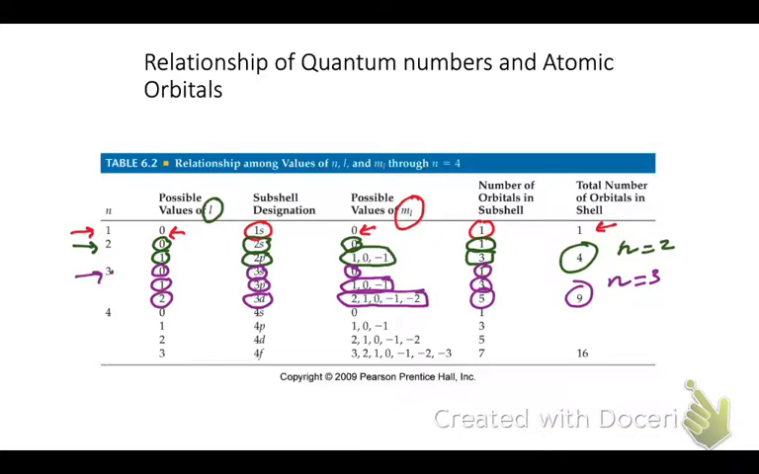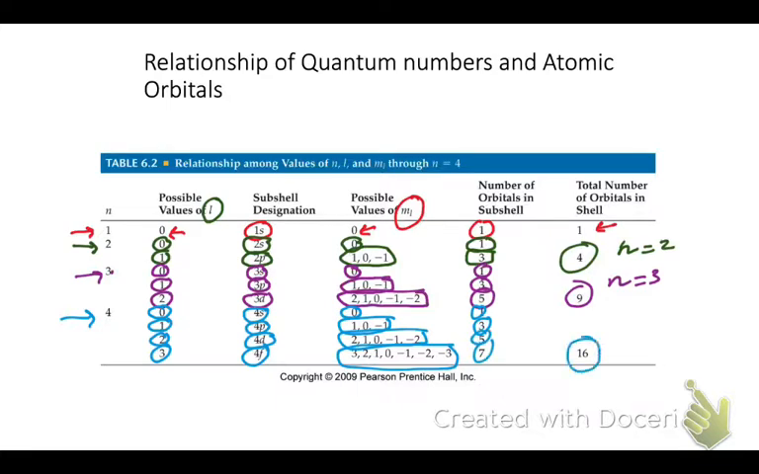Now let's look at 4. When n equals 4, I have the 0 value for L, the 1, the 2, and the 3, because it's 4 minus 1 all the way up to 3. That means 4s, 4p, 4d, and 4f. s has 1 orientation, p 3 orientations, d 5 orientations, f 7 orientations. You add up all these orbitals together, and you're going to end up with 16 orbitals when n equals 4.